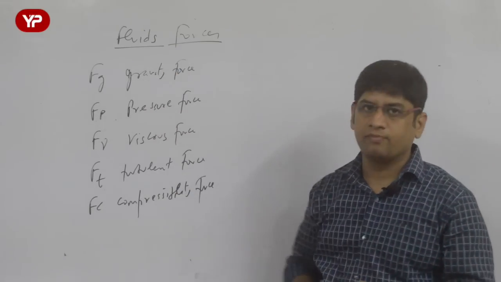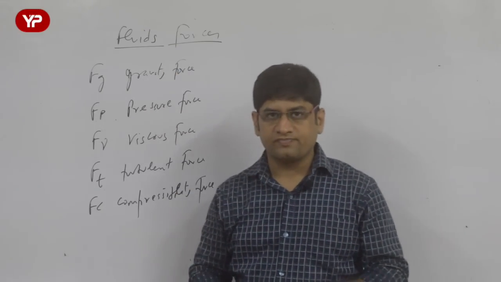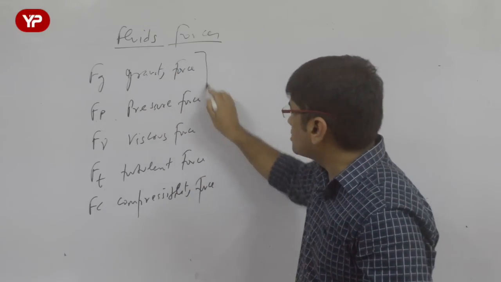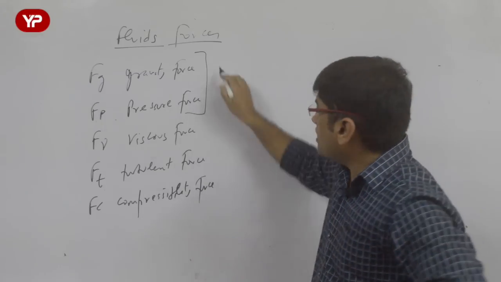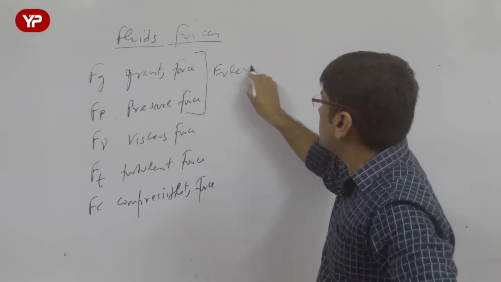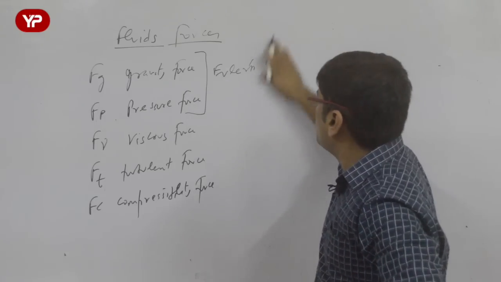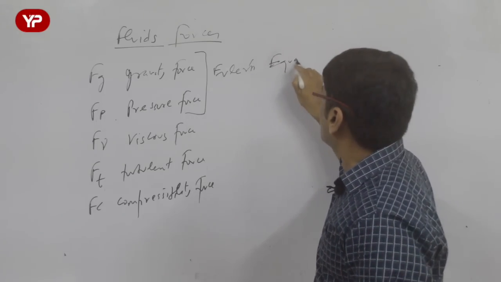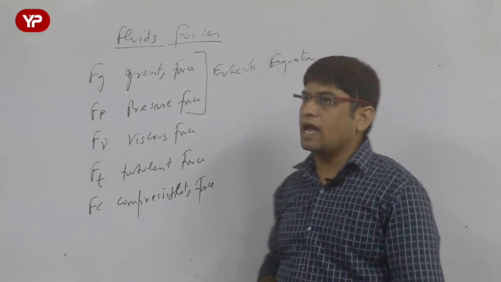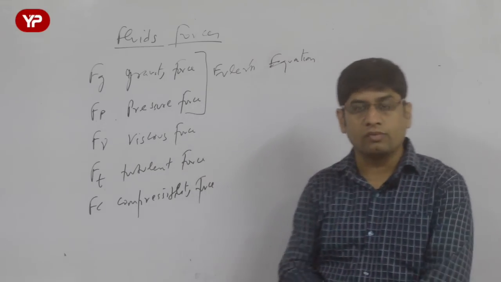Just remember the name. What is more important is this, that when we consider these two forces, then that analysis is called Euler's analysis. So Euler's equation of motion considers gravity force and pressure force. That is something which you have to remember.